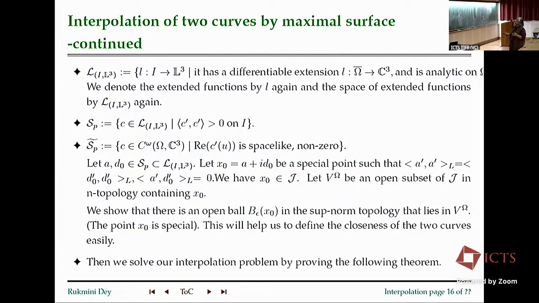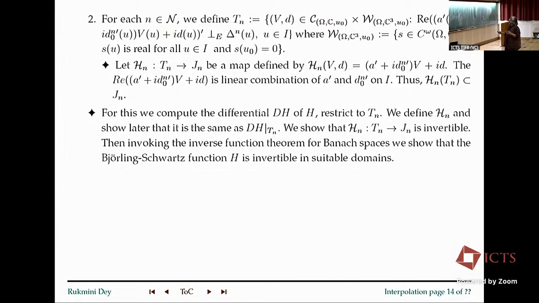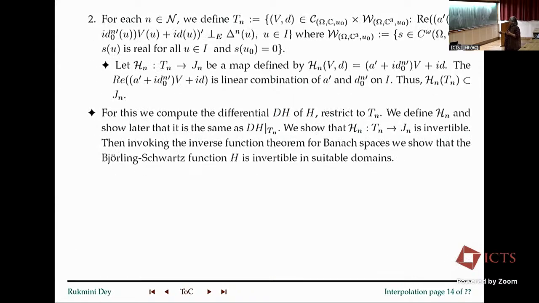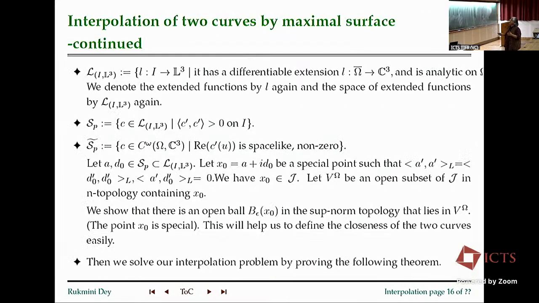X naught is a special point, and you will be able to find a special ball such that curly J had this different topology, right? If V intersection Jn is open in Jn in the sup norm topology, then V is open in J. You can't find sup norm balls contained in arbitrary open sets, but there will be one particular sup norm ball around x naught which will be contained in this.